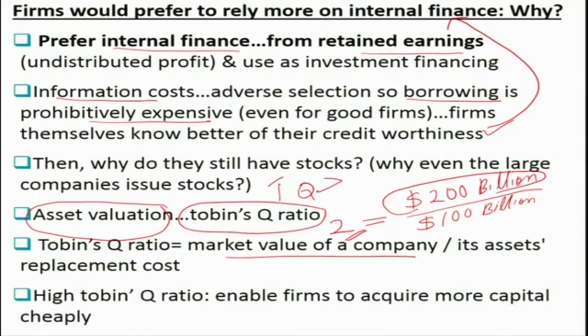If Tobin's Q is greater than 1, it means next time they can raise more and more capital, right? Suppose they buy 10 billion of new machines and tools, the market will immediately value it at 20. So a high Tobin's Q ratio enables firms to acquire more capital cheaply. So these are all the main things.